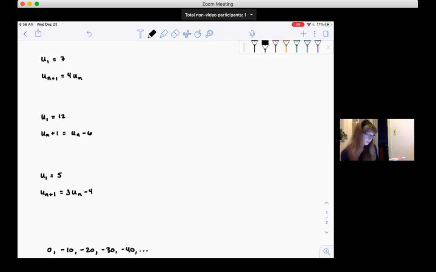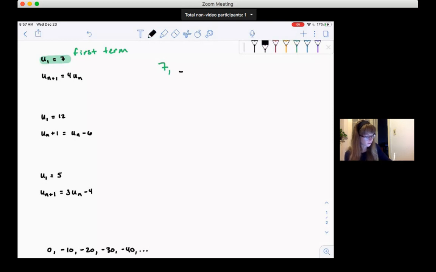Hi everyone. This is going to be a video that goes through some more examples on lesson 1.2, which is on recursive formulas. So first we're going to start off by using a formula to write out the sequence. So remember that this is our first term. u1 equals 7. That means that 7 is the first term in our sequence. So we can write down 7 as the very first number in our sequence.